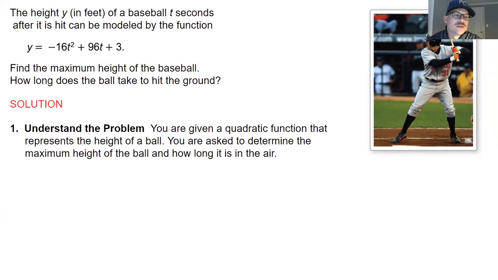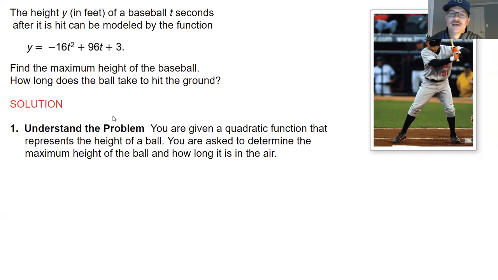So the first thing we need to do is understand what the question is asking us to do, and what that means in terms of the specific graph. We're asked to find the max height of the baseball. Since our a is negative, this graph is going to point down. So if we identify the vertex, that is going to be a maximum. So the max height of the baseball is going to be equal to the y-coordinate of the vertex of the equation.